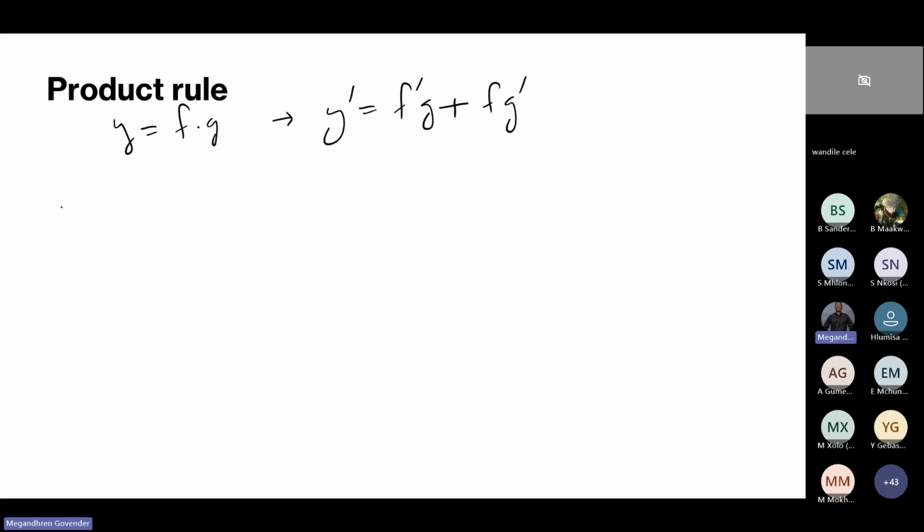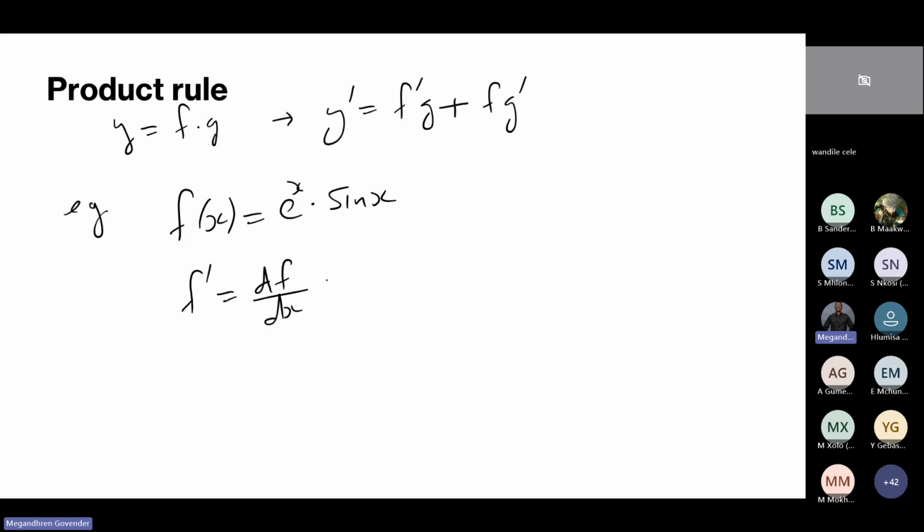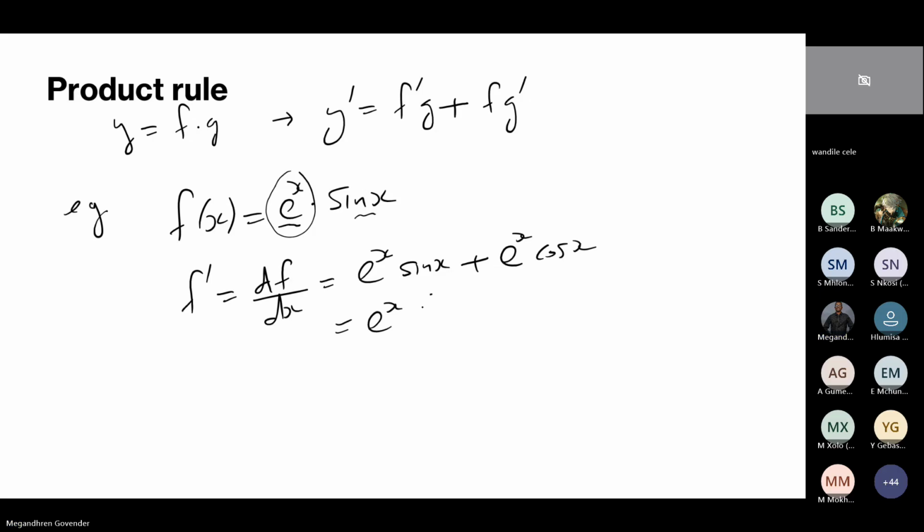So for example, I'll give you a function f of x is equal to e to the x times sine of x. And I want the derivative of this function, which is f prime. Now look at the notation as well, which is df dx. We differentiate the first one and keep the second one constant, plus you keep the first one constant and you differentiate the second one. And if you want to tidy up, this just becomes e to the x times sine x plus cos x. There's your answer.